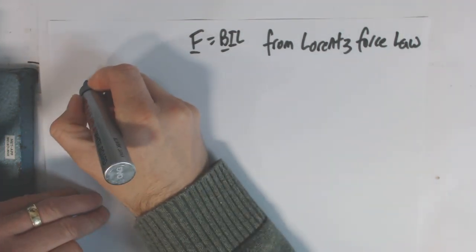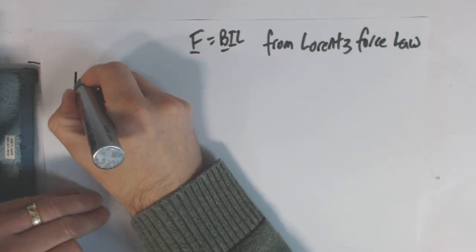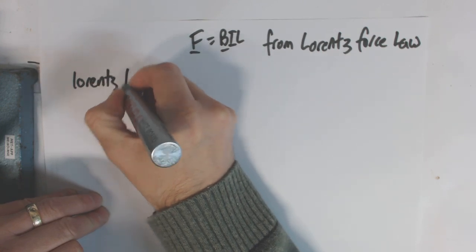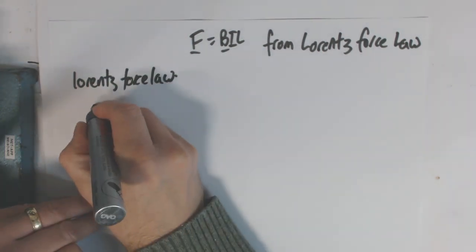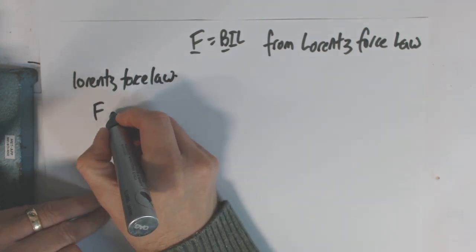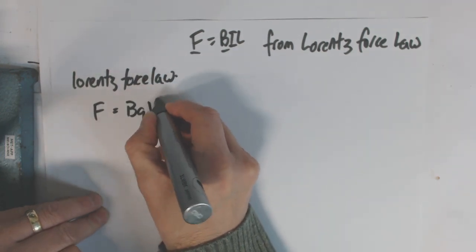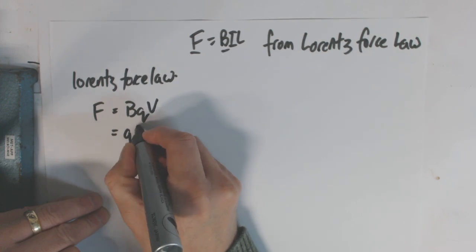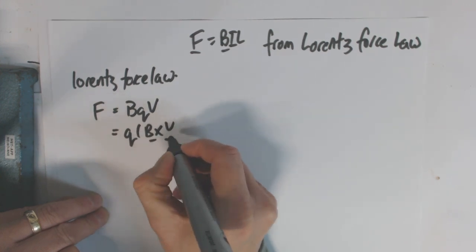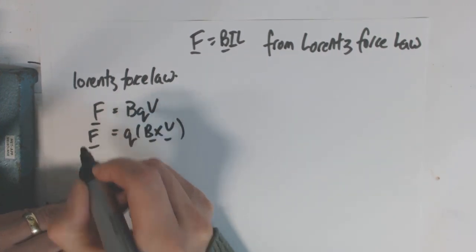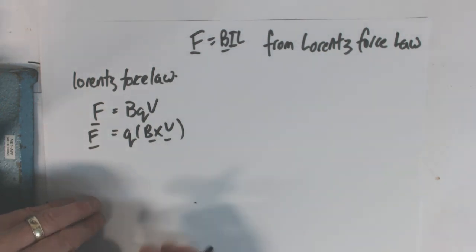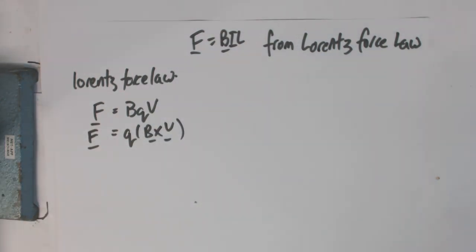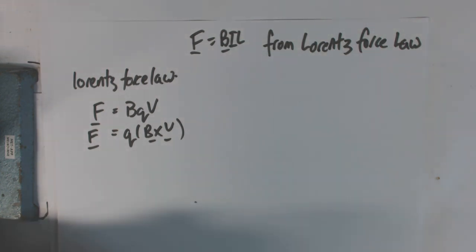Now, we've looked at, well, you should know the Lorentz force law. One of the most important laws we've got is F equals BQV, often written like this. That's the vector way of writing it. I'll put the little strokes underneath for the vectors. Now, cross product, that force is going to be perpendicular.